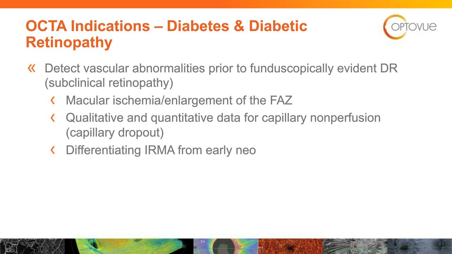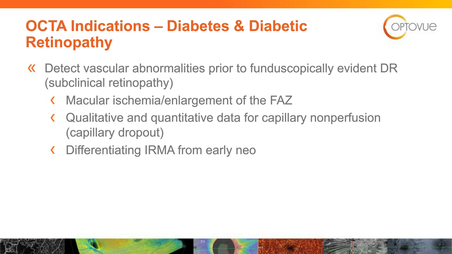And then looking at IRMA or early neo, shunt vessels, collateral vessels versus neo of the disc, isolating what area of the retina that is in. Is it on the surface? Is it in the vitreous just a little bit? And neo, therefore, to be able to image those is certainly going to be a game changer as well.